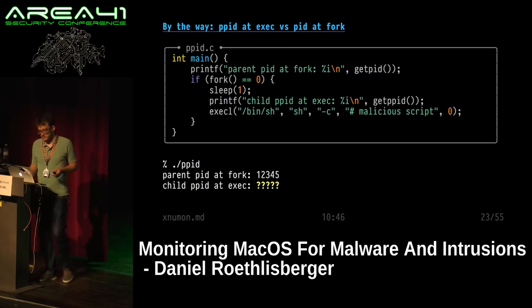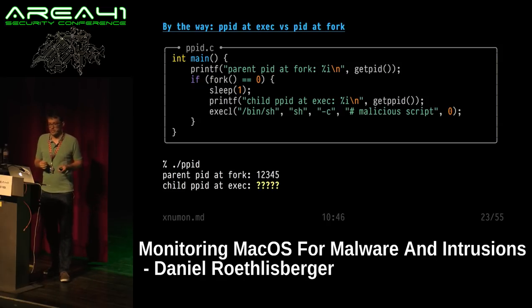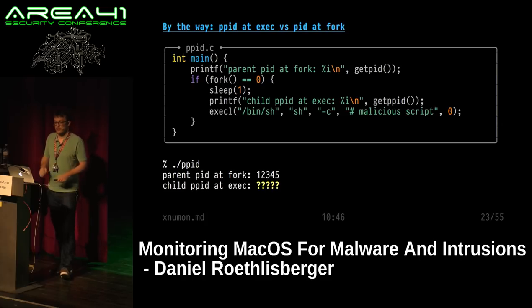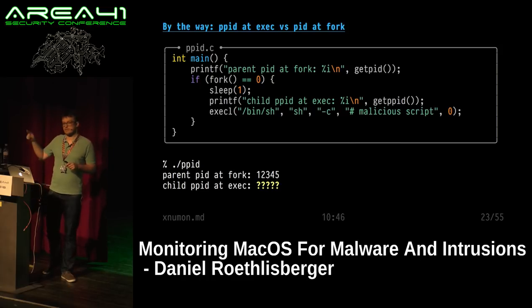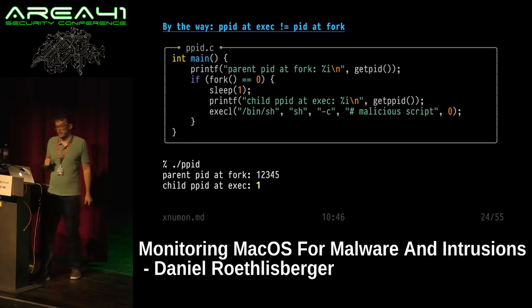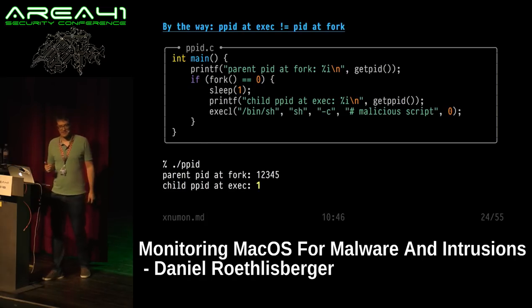So consider this code. It's a very simple fork and then exec combination. First, we print the PID of the process calling fork. And then in the child process, we sleep and then print the parent PID of the child. So you would expect that the parent PID of the child at exec time is the process that called fork, right? But it's actually not. This is because while we sleep, in the if clause there, the parent process exits. And when the parent process exits, the child is left without the parent and is sent to the orphanage. So it gets reparented to process ID 1, launchd on a Mac.